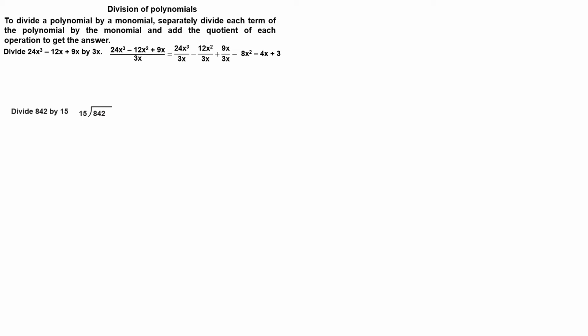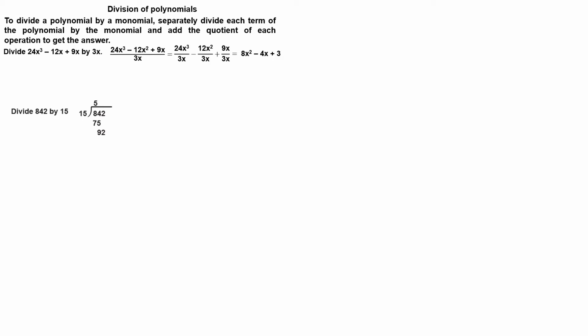Dividing 84 by 15, we get 5 and some extra. This gives us the first term of the quotient. We now multiply 15 by 5. We get 75. Subtracting 75 from 84 gives 9. Bring down the number 2.